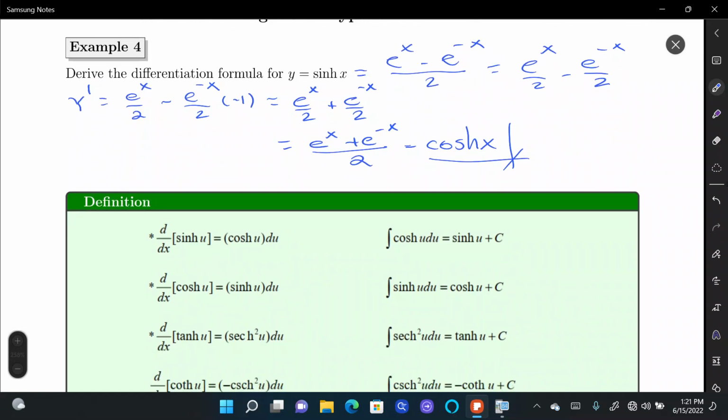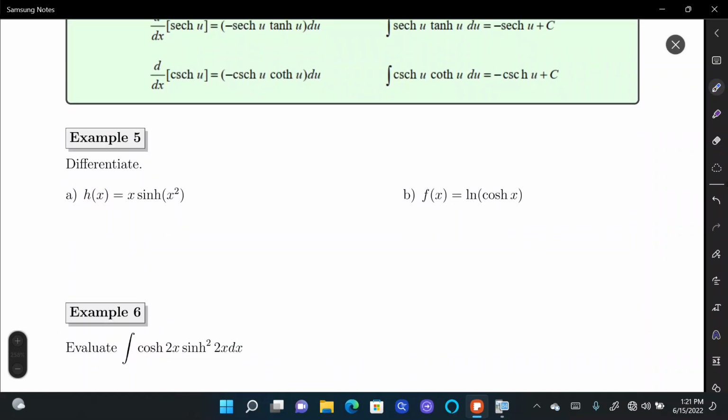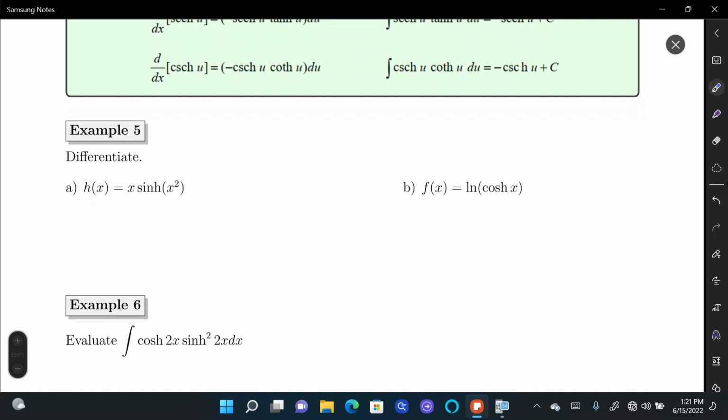So how about we go ahead and look at some examples involving this derivative. Let's look at letter A. Let's differentiate x times sinh of x squared. Which rules of differentiation do you think we should use to differentiate this function? Would it be the product rule? The product rule is one rule, and of course the sinh rule and a mini chain rule. Let's recall what the product rule is.